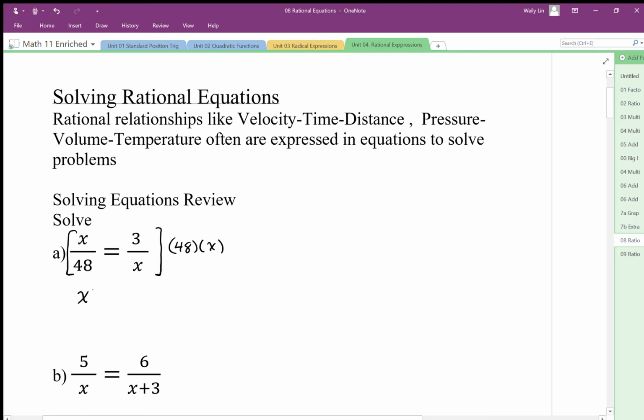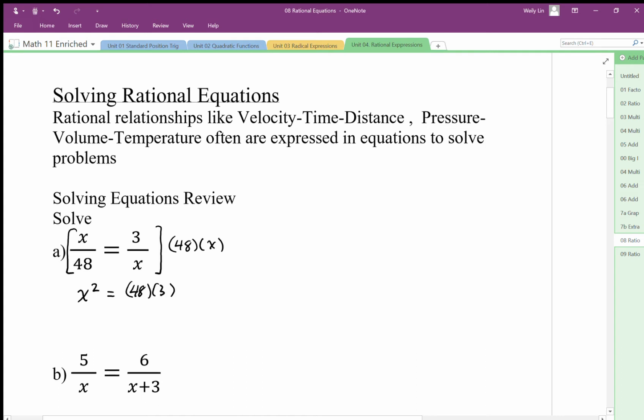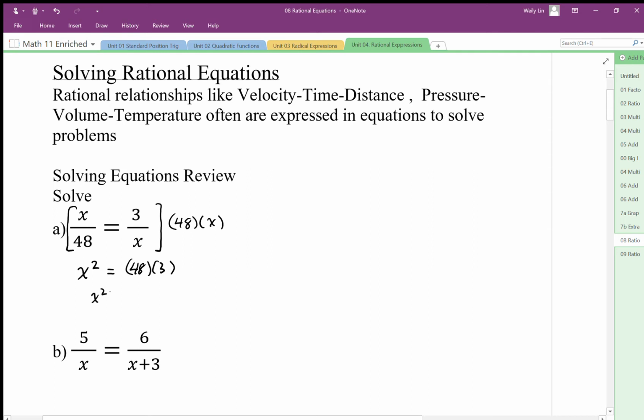We end up with x squared on this side because the times 48's cancel. Here the times x's cancel, and we end up with 48 times 3. Then we end up with x squared equals, and this looks to be 144, and then we solve for x squared. We can square root both sides, and just a reminder, whenever we solve by square rooting, we must involve the plus minus version of the square root, because the principal square root is only the positive version.